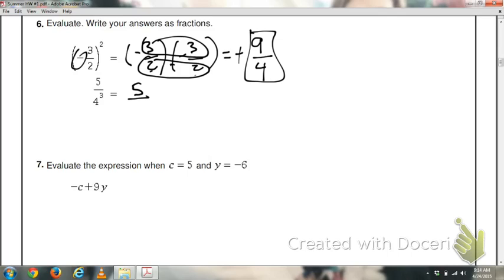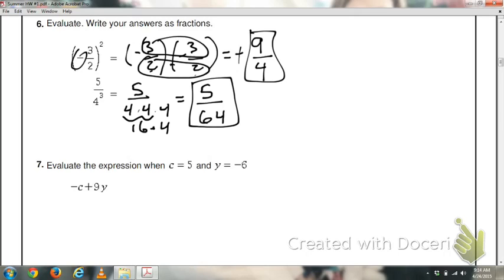5/4. Now only 4 is being raised to the third. That means I have a 4 times a 4 times a 4 in the bottom, and only one 5. So the 5 stays in the top. If I multiply 4 times 4, that's 16. And then if I have 16 times 4, that's 64. And I can't reduce that, so I'm stuck with 5/64.